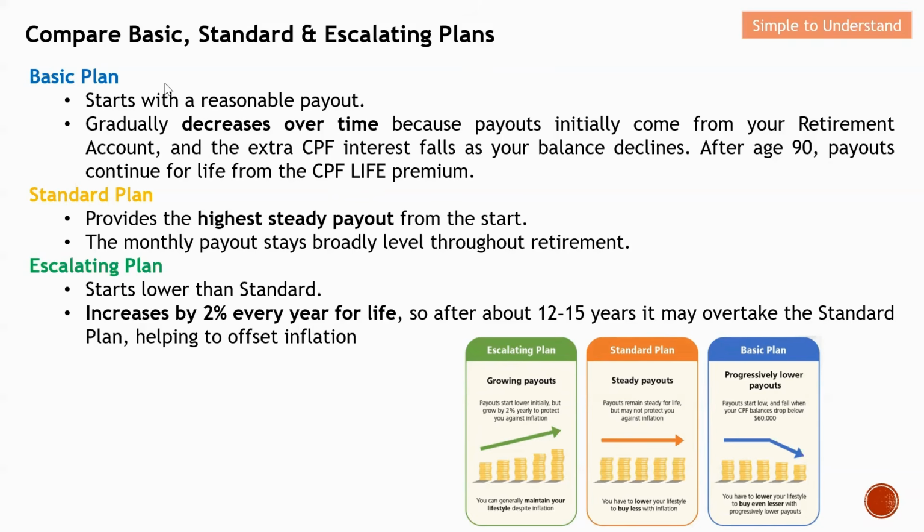For basic, they start with a reasonable payout. However, it will slowly, gradually decrease over time after 60K inside your RA, because the payout initially comes from your RA account and the extra CPF Life payout falls as your balance declines. After age 90, your payout continues for life from the CPF Life premium. So this is the basic plan.